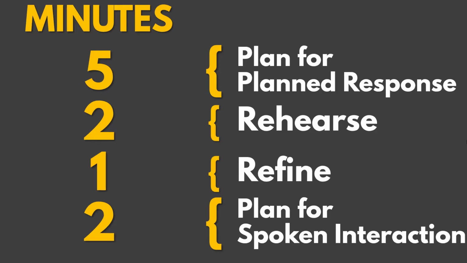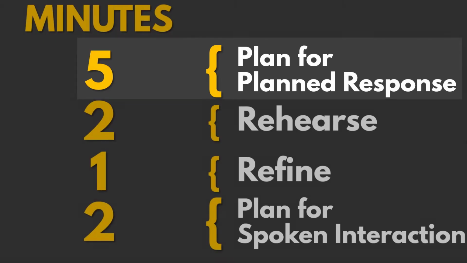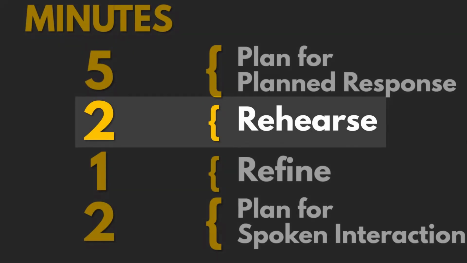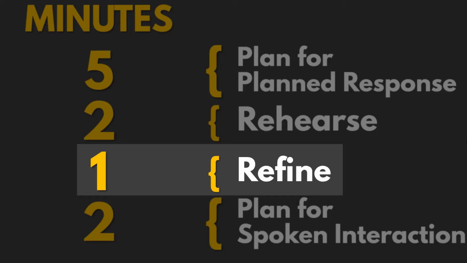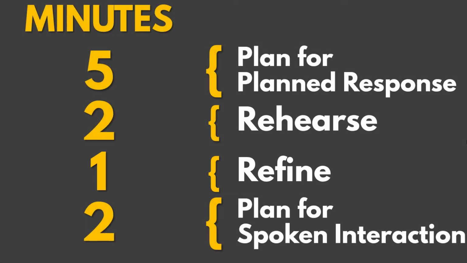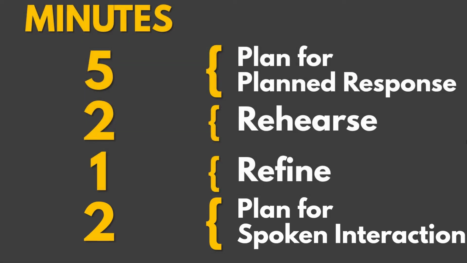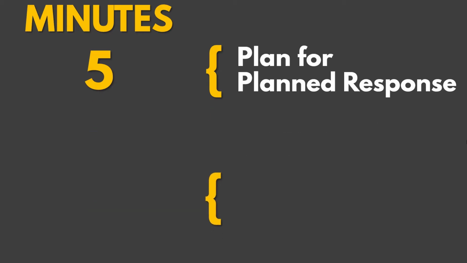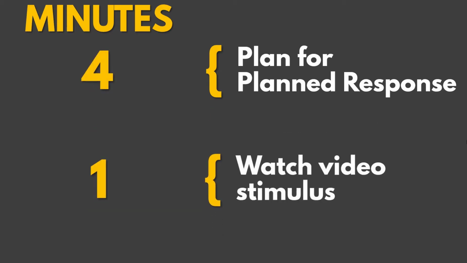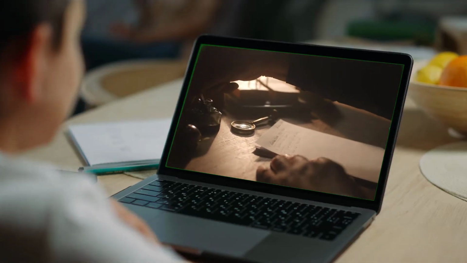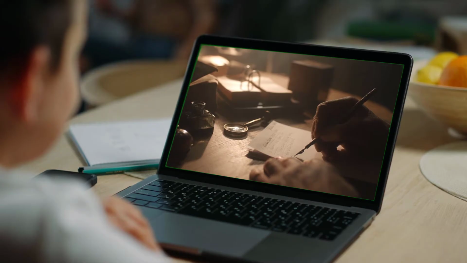In terms of the 10 minutes breakdown, what I suggest is that you spend 5 minutes planning for your plan response, you rehearse for 2 minutes, after that you refine what you have written so that we have one solid presentation that you can present to your oral examiner. So for the last 2 minutes we can plan for your spoken interaction. But when I say 5 minutes for plan response, what I actually mean is 4 minutes. The other 1 minute is usually used for you to watch your video stimulus, and that is included in your 10 minutes, which means you're left with 4 minutes.